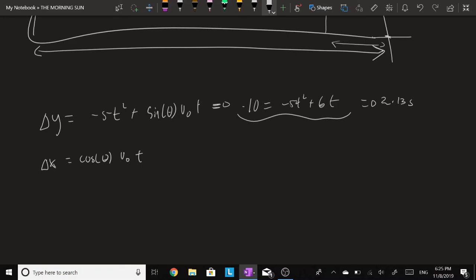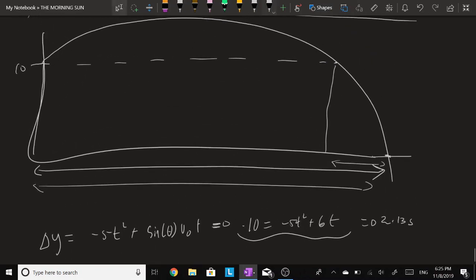2.13 seconds, so we can actually substitute the time here and find the total range that we've traveled. What we've done here is figure out the time by knowing that the displacement on the y-axis is equal to minus 10, so we can find the time from this equation.